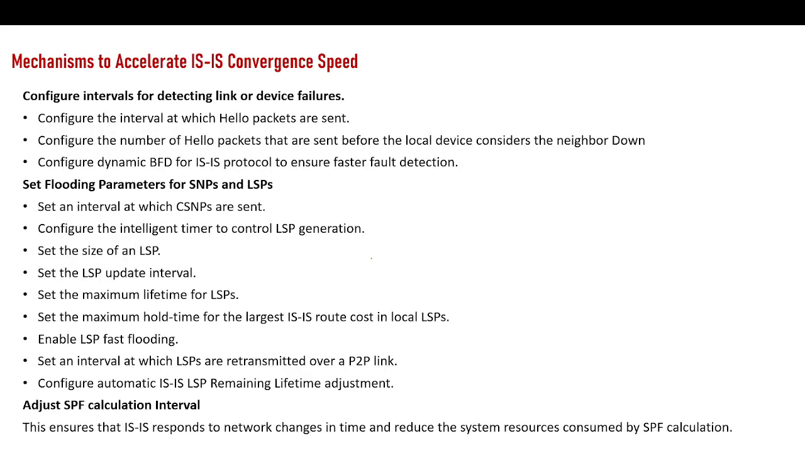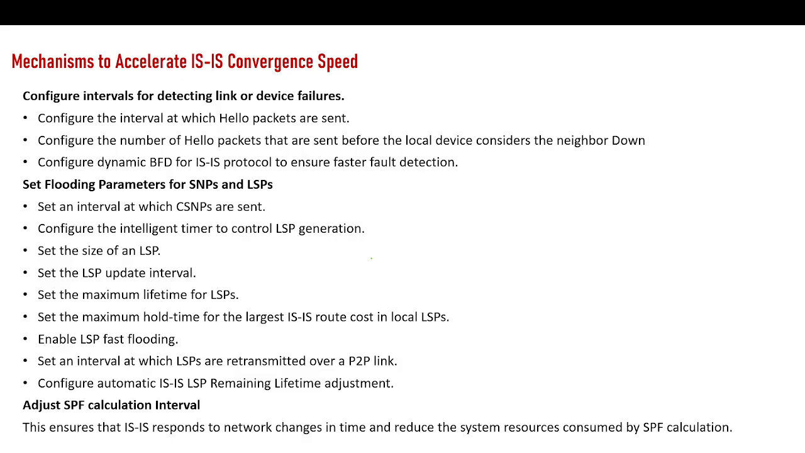Next, others, you can configure the intervals for detecting link or device failures. For example, the hello packets, you configure the interval at which hello packets are sent. You can configure the number of hello packets that are sent before the local device considers the neighbor is down. You can configure dynamic BFD for ISIS protocol to ensure faster fault detection. You can also set the flooding parameters for SNPs and LSPs.